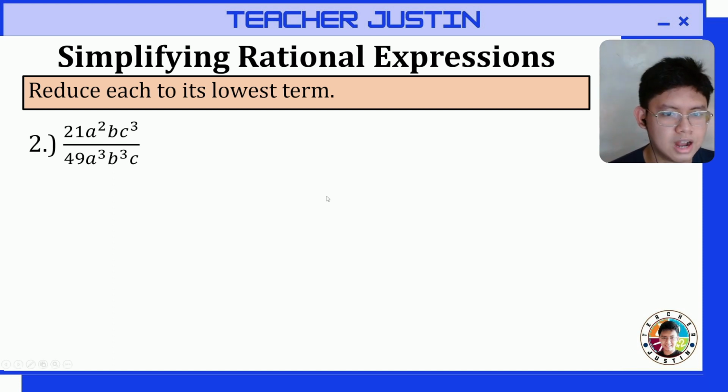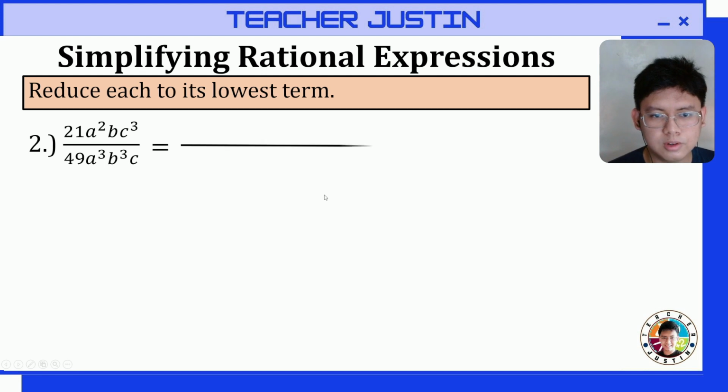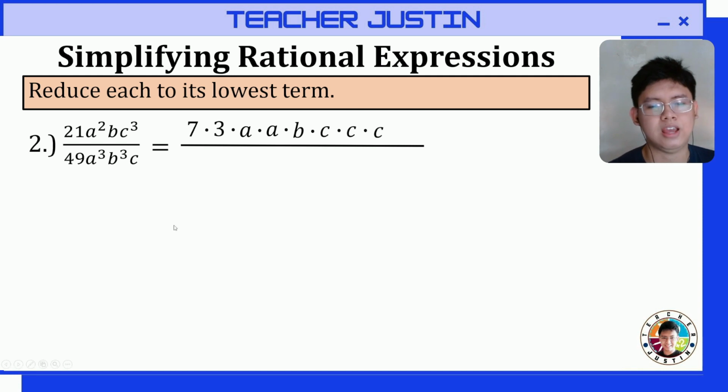So, let's factor our numerator. Let's start first with 21. Yung factors ni 21 is 7 times 3. Tapos, yung factor ni a squared is a times a. Si b naman ay b lang. Tapos, c cube is c times c times c. Ayun. Okay, punta naman tayo sa ating denominator.